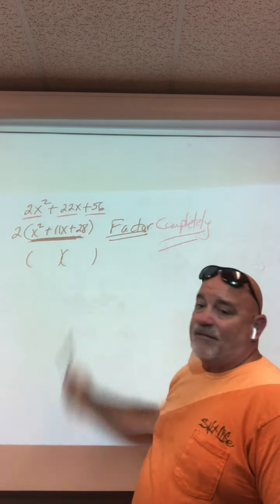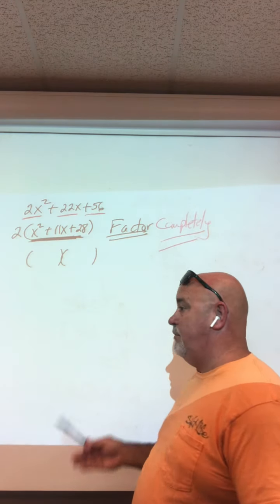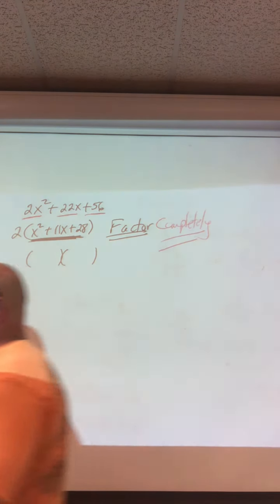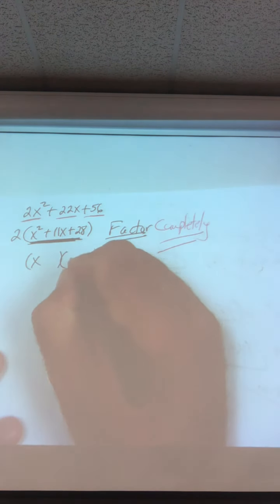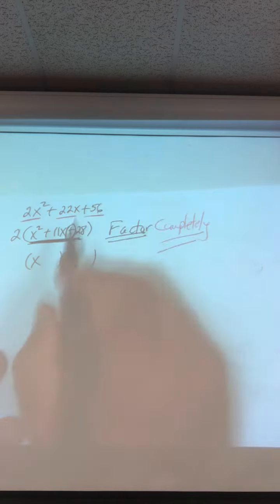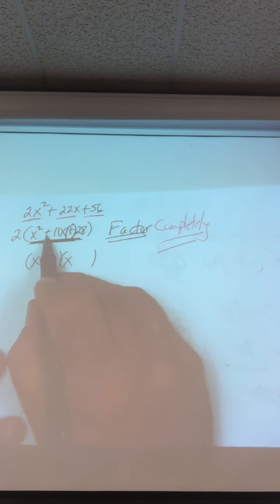So if it doesn't factor again, I'll circle this. Now, if it does, I've got to factor it again. Well, how do we know? I don't know till I check it. So let's check it. X squared breaks up x times x. This tells me signs are the same, both plus.